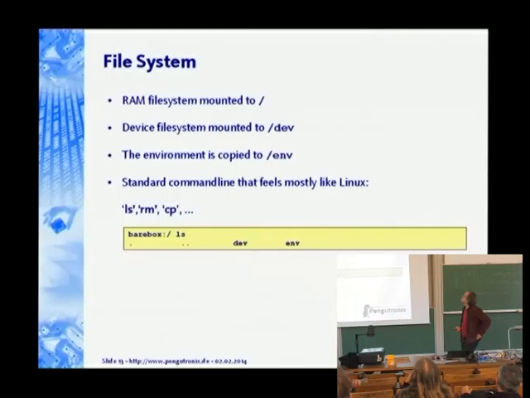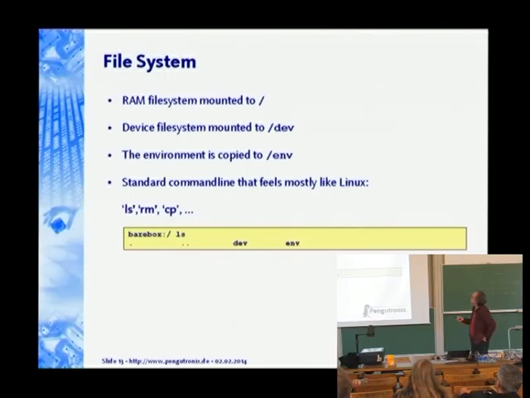We have our file systems, basically the RAM file system which is mounted to slash, with real mount points and things like that. We have a device file system mounted to /dev and the environment that's copied to that path here. And then we have a command line that very much feels like Linux. So if you're doing Linux usually and you're doing bootloader stuff, then this will feel really familiar. From time to time you do things like typing vim or something like that. Sometimes one really forgets that this isn't the real Linux.